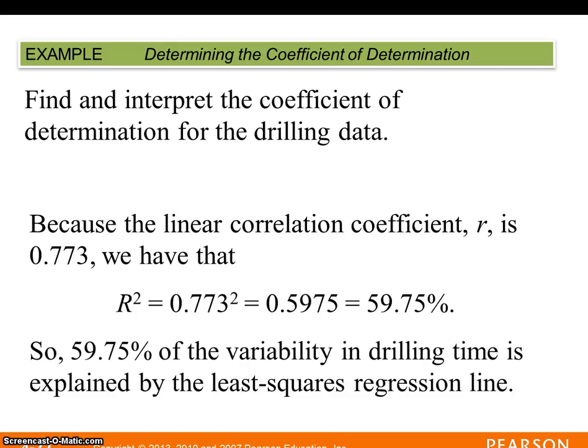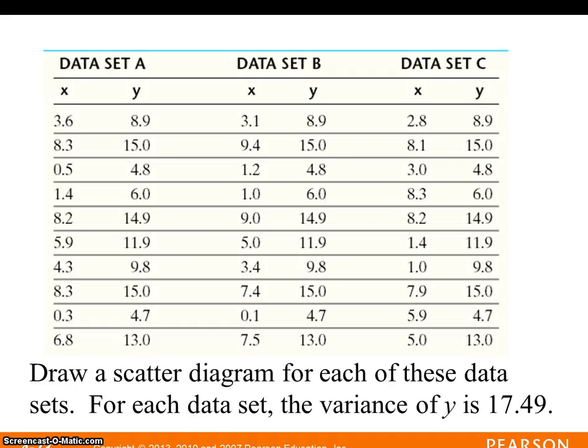So basically what that means then is about 59.75% of the variability in drilling time is explained by the least squares regression line. So as far as drawing a scatter diagram for each of these data sets, for each data set the variance of y is 17.49.